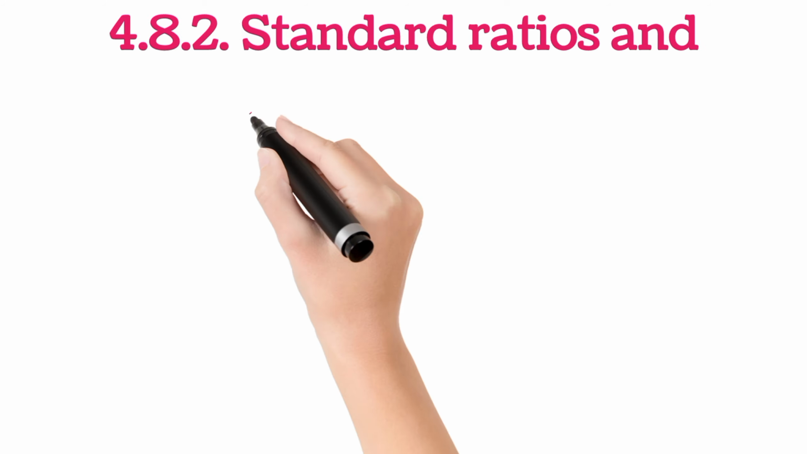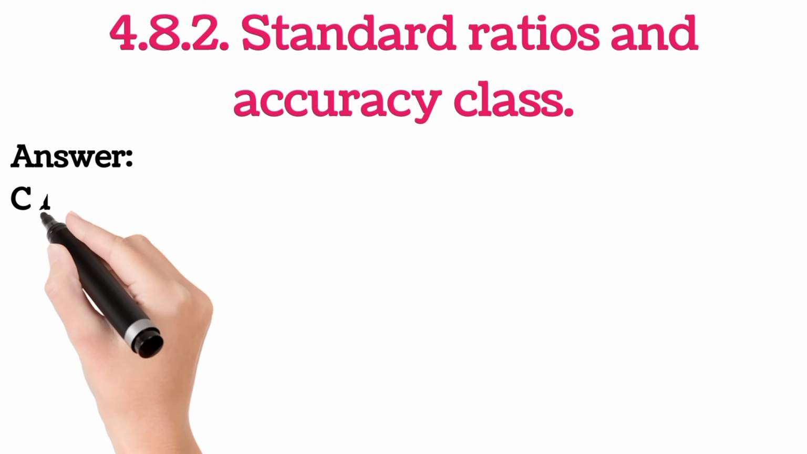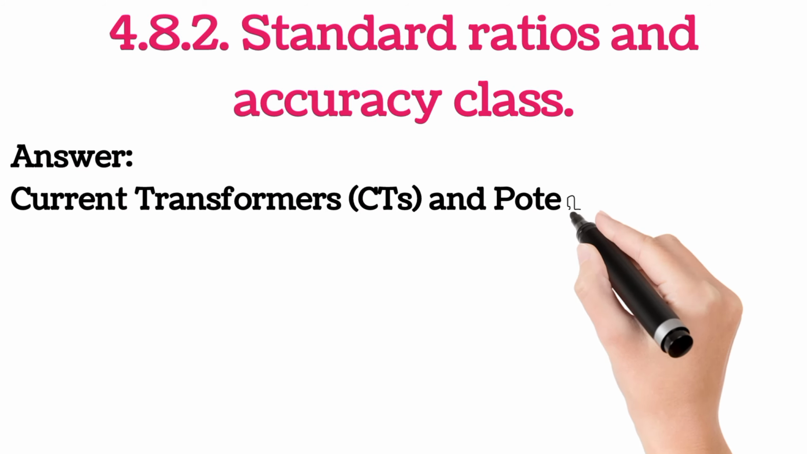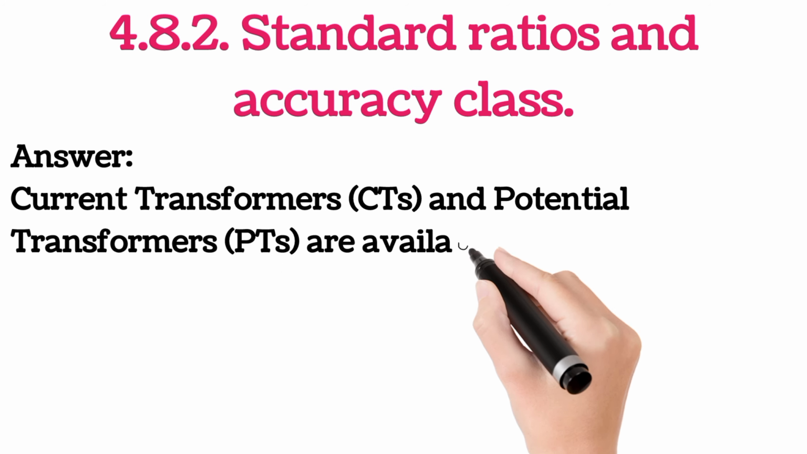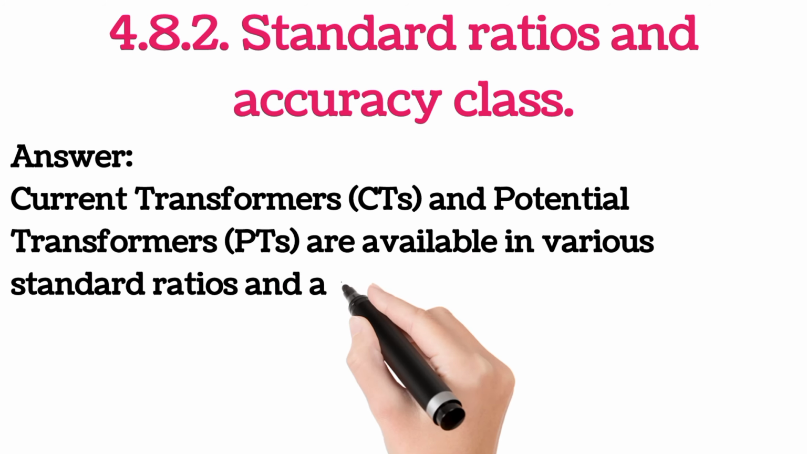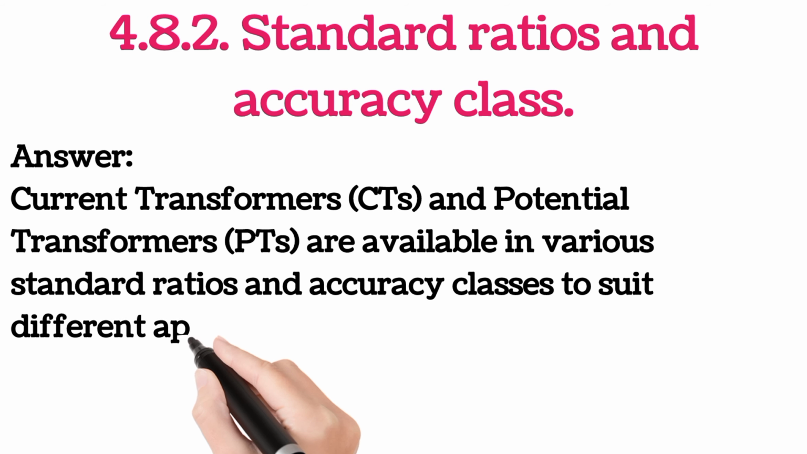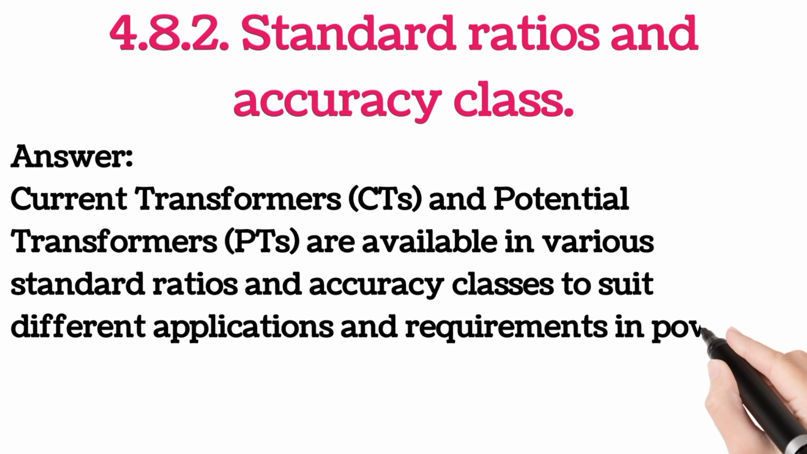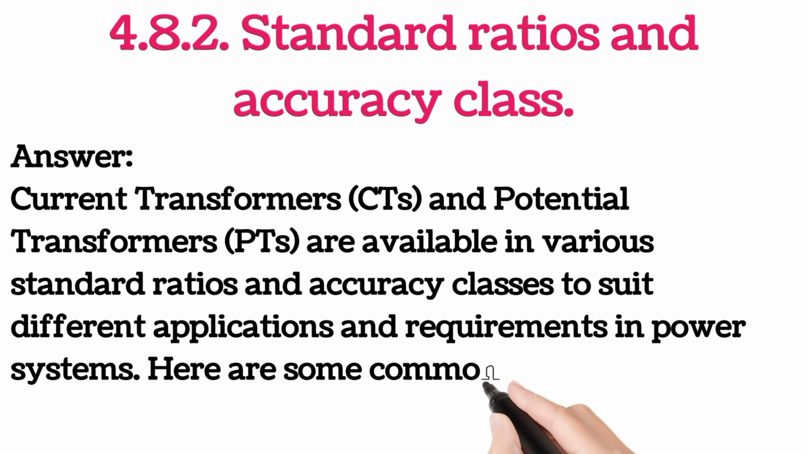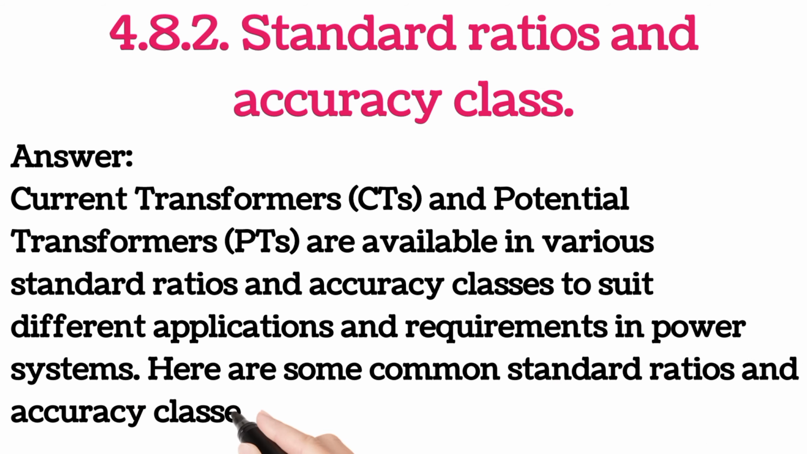4.8.2. Standard ratios and accuracy class. Answer. Current transformers, CTs, and potential transformers, PTs, are available in various standard ratios and accuracy classes to suit different applications and requirements in power systems. Here are some common standard ratios and accuracy classes for CTs and PTs.